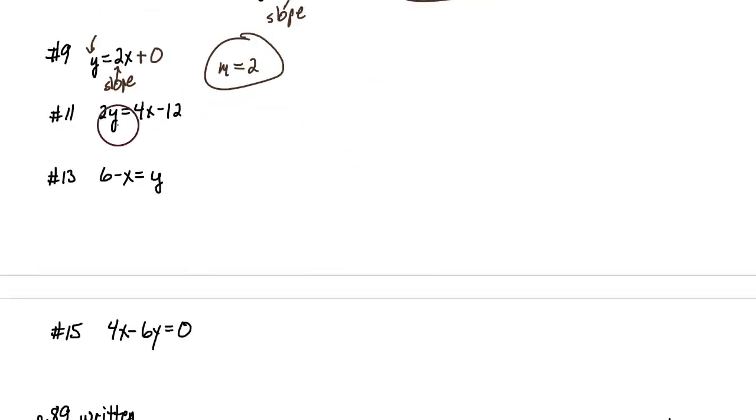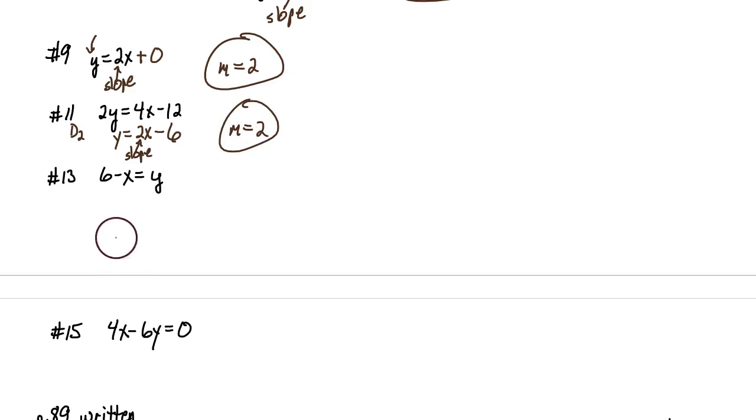Number 11 is not yet in the form that's easy to find the slope because the letter y is not alone. Let's divide everything by 2. 4x divided by 2 is 2x, and -12 divided by 2 is -6. Now we have what's called slope-intercept form, and the number in front of x is the slope. And so m is equal to 2.